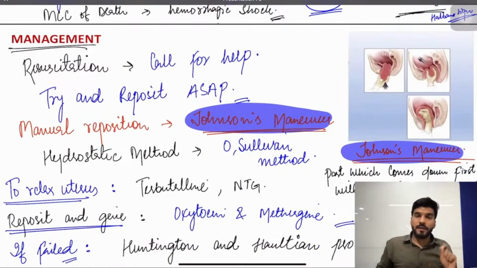Followed by that, management: resuscitation, call for help, and try to push the uterus manually. This is called Johnson's maneuver. The part which came down first will go in last. Then you relax the uterus with drugs, terbutaline and nitroglycerin, followed by oxytocin and methergine so the bleeding will be stopped. If failed, Huntington and Haultain procedure.